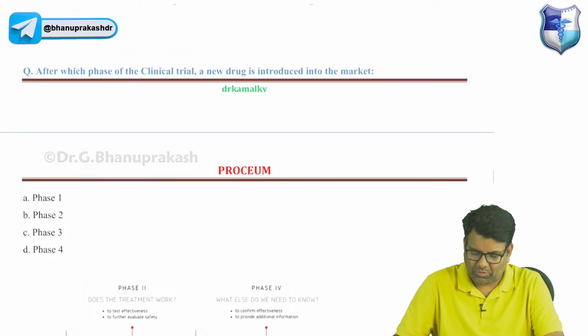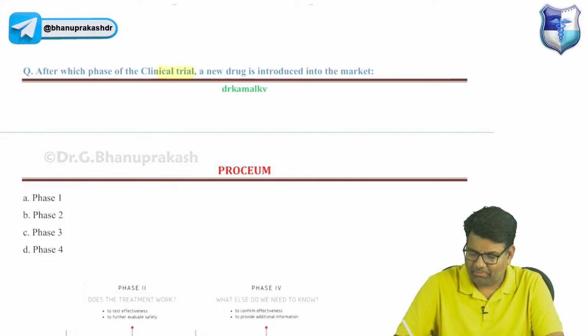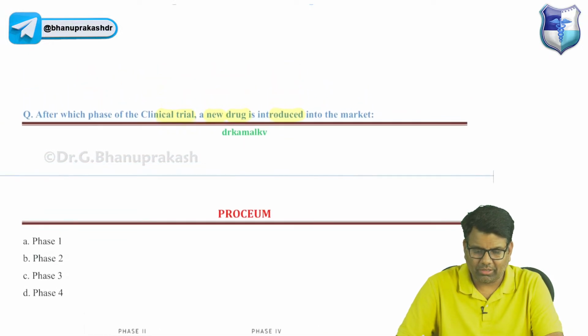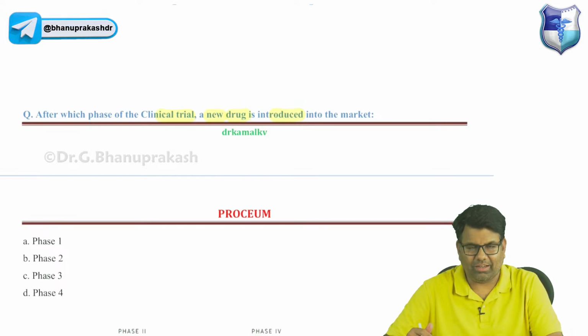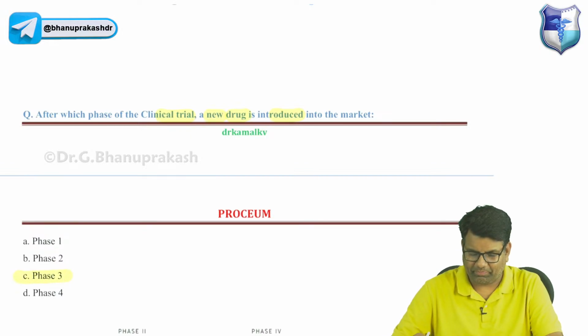So the very first question goes like this: after which phase of clinical trial is a new drug introduced into the market? We know that there are 4 phases of a clinical trial. So after which phase is the drug introduced into the market? The answer is phase 3.